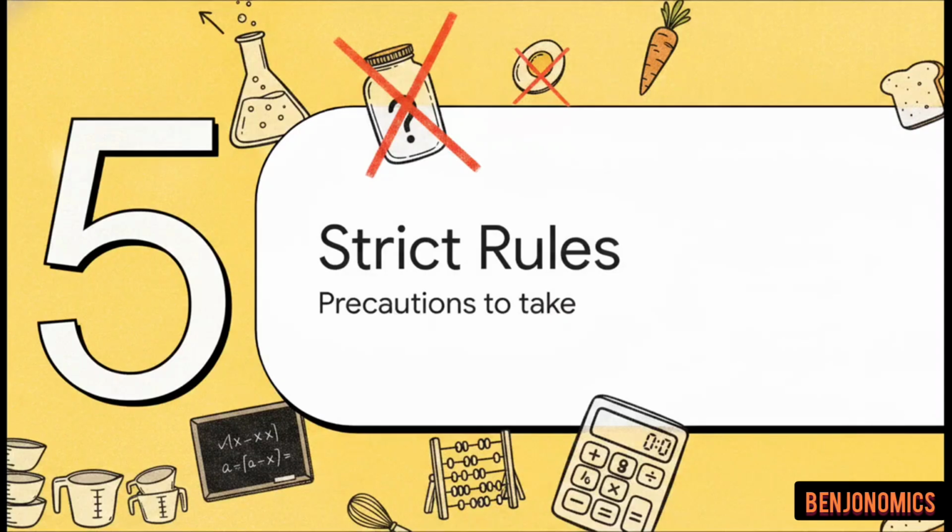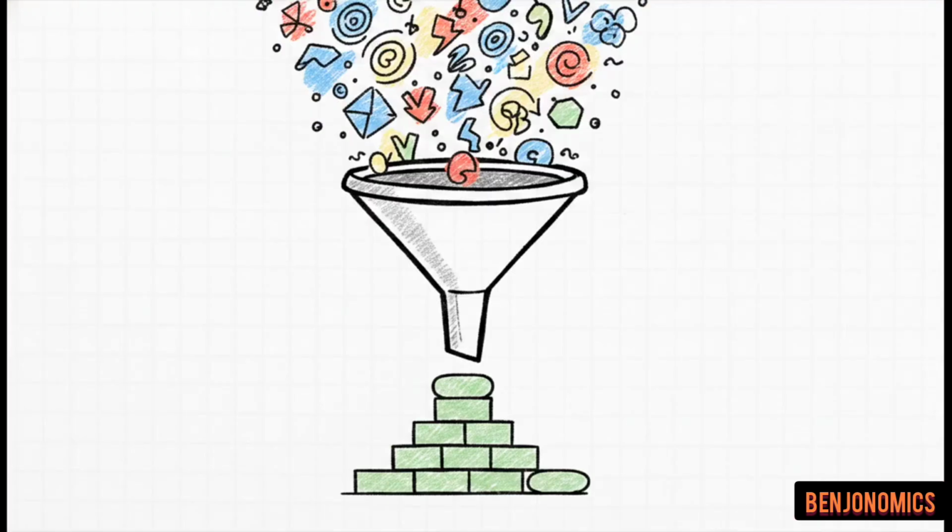Which brings us to part 5, strict rules and precautions. Okay, before we calculate the final score, we need to talk about the rules, because if you throw the wrong data into this formula, you will completely ruin the final calculation.